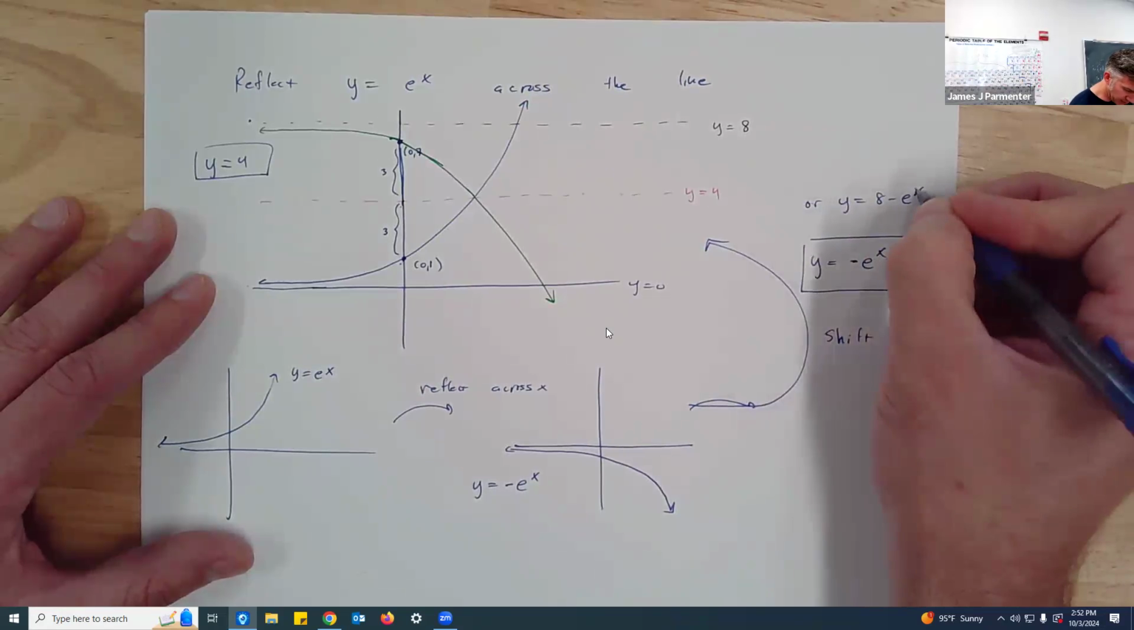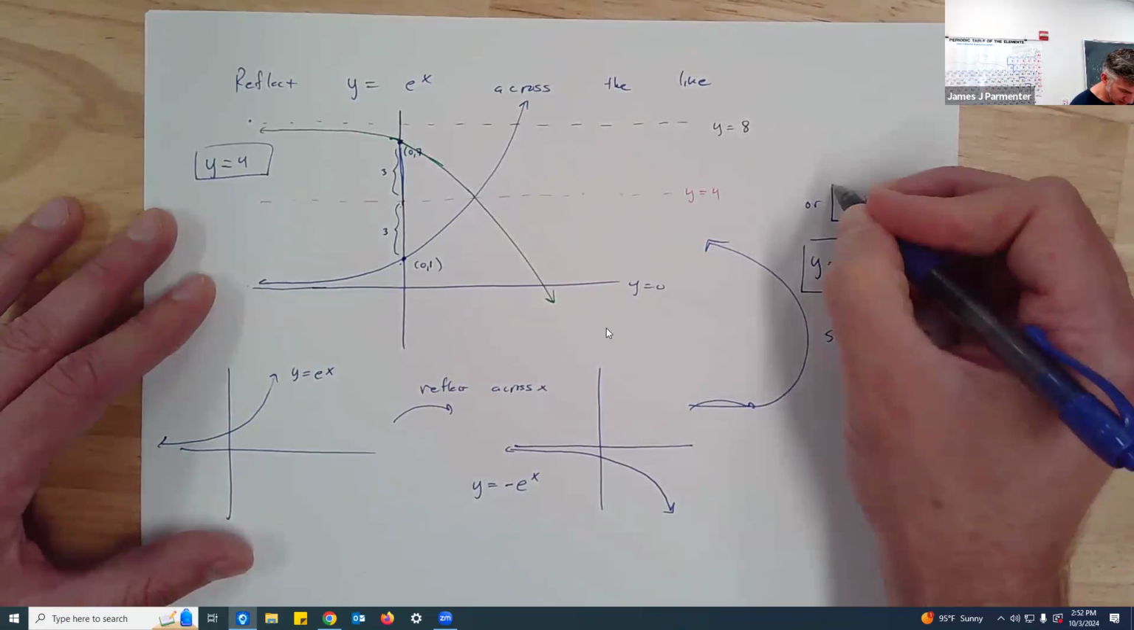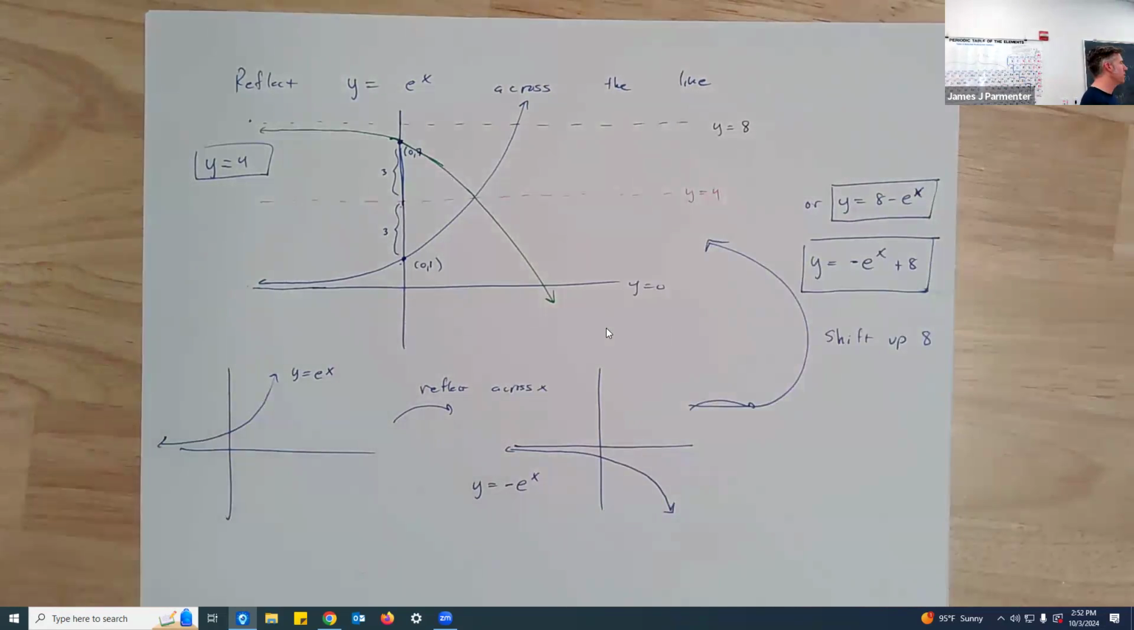Oftentimes when you have a couple terms and one of them is negative and one of them is positive, it's usually standard to write the positive one first, although not always. So it doesn't really matter.